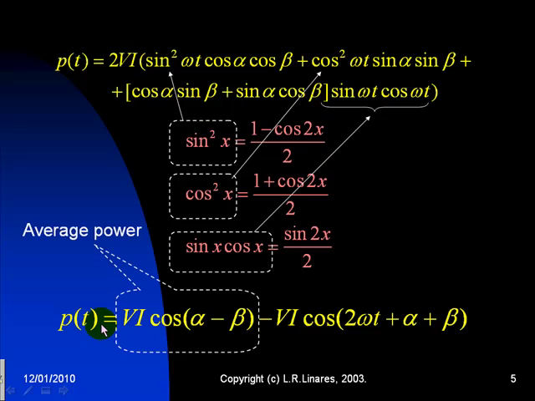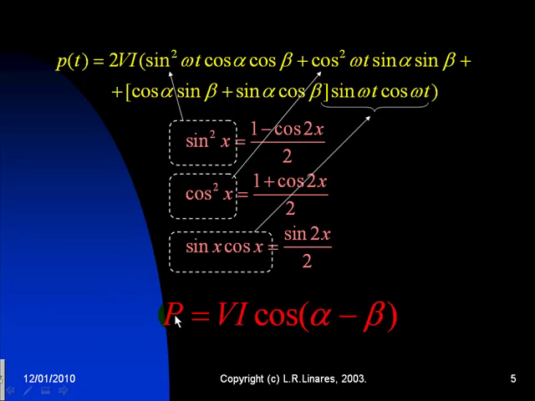I repeat, the average of that power is just this term, the average power, the one that utilities will charge the customer for. RMS V, RMS I, and the cosine of the difference of phases between the voltage and the current. We usually call that difference angle theta, the power factor angle of that load. What about this term? Well, this term is a cosine, and has an average of 0, right? The average power, which we call the active power, is given like that.